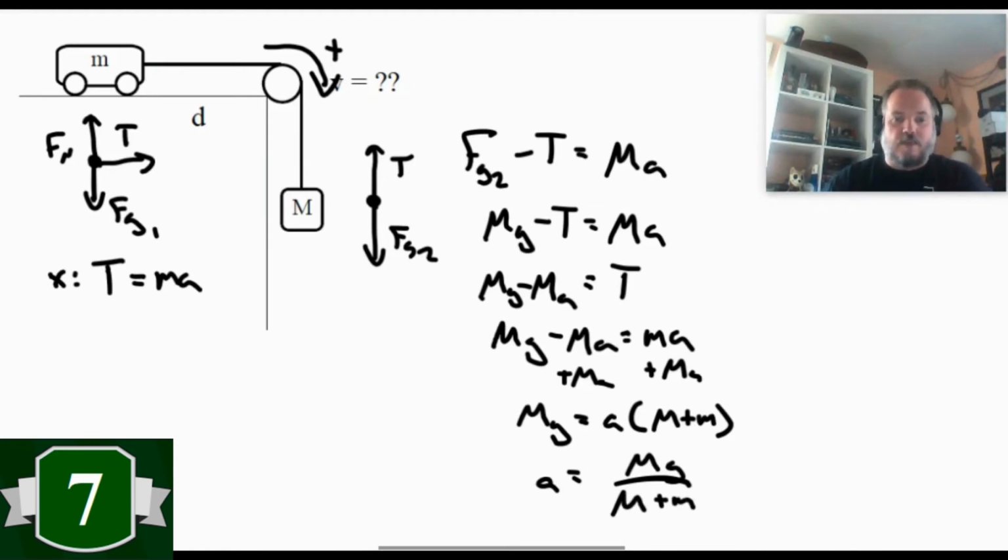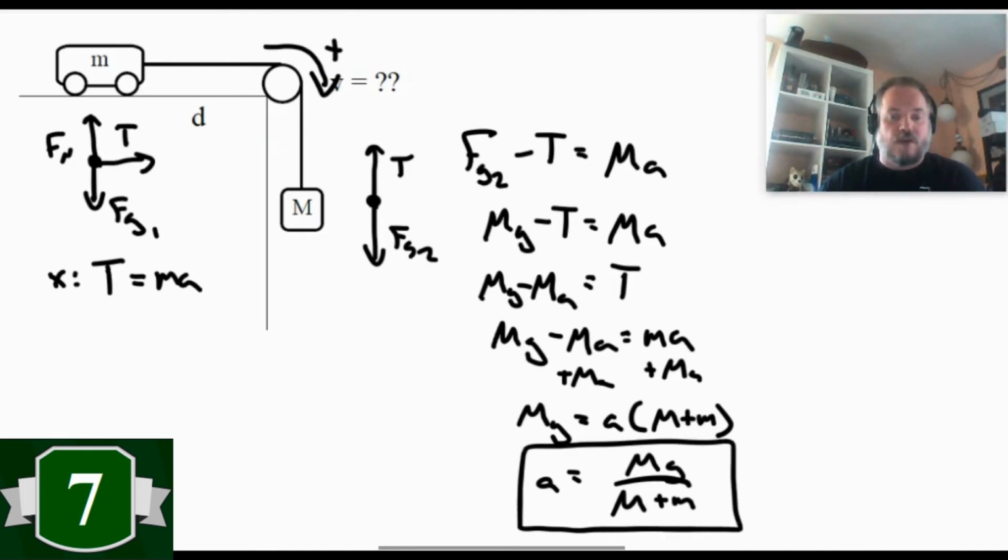That tells us that the bigger this hanging mass is, the faster it's going to accelerate. That's good. And it tells us that the more combined mass the whole thing has, the bigger little m is, the less it's going to accelerate. That also makes sense. So this looks like a good answer to me. Plug in whatever numbers you're given, and you're all set.